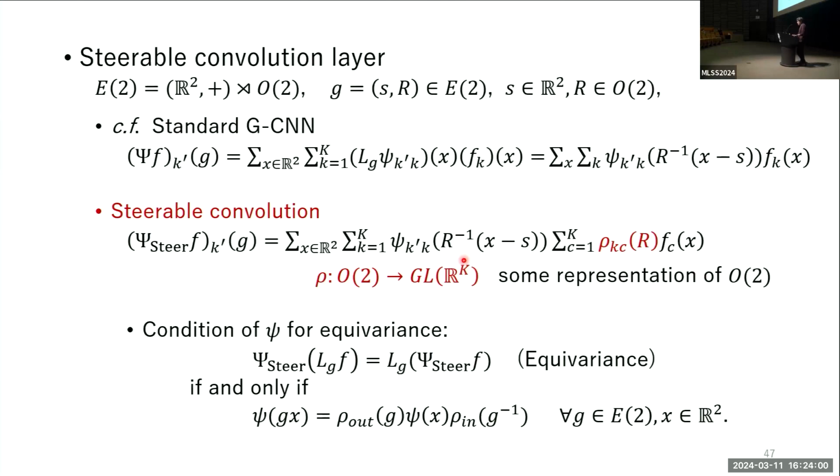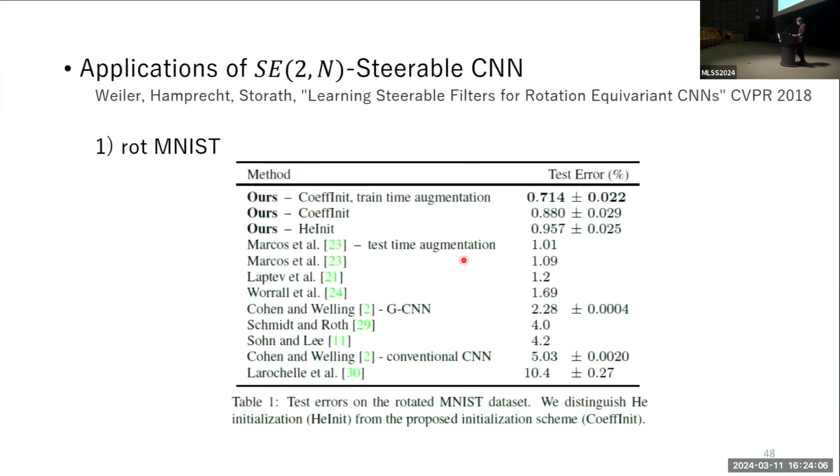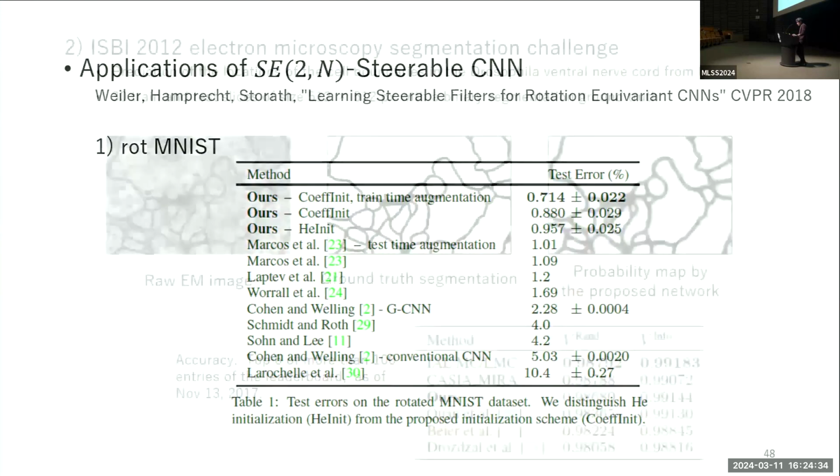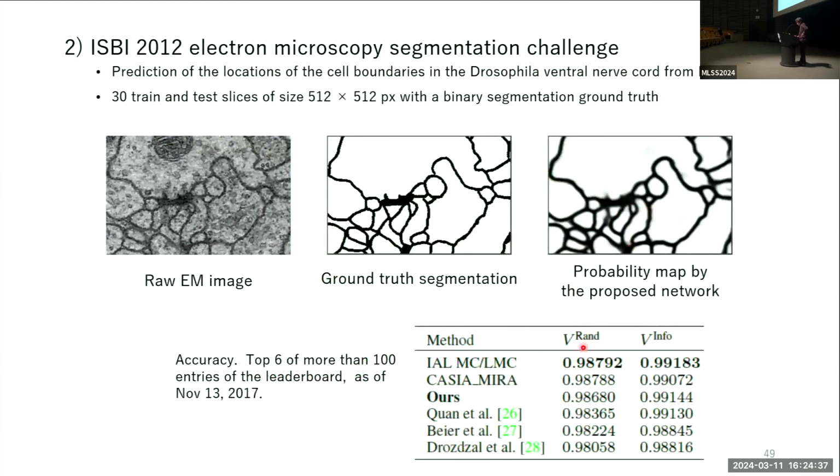And this is the basic idea of a steerable convolution layer. And it works very well in practice. And here are some examples. This is rotational MNIST, as I showed in the previous slide. And the performance gain from the group convolutional neural network is very nice. And they show a very small test error for rotational MNIST.